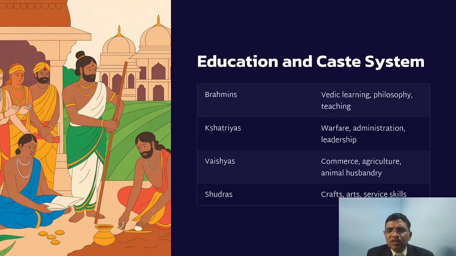And the Vaishyas are engaged in business, commerce, agriculture, and animal husbandry. And the Shudras have to serve all the four varnas. As per this slide, they have to work on crafts, arts, and service skills. So priority is given on the basis of the caste in which you were born.